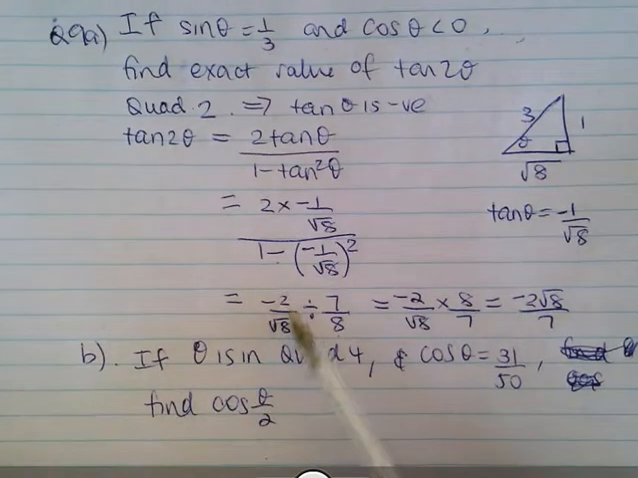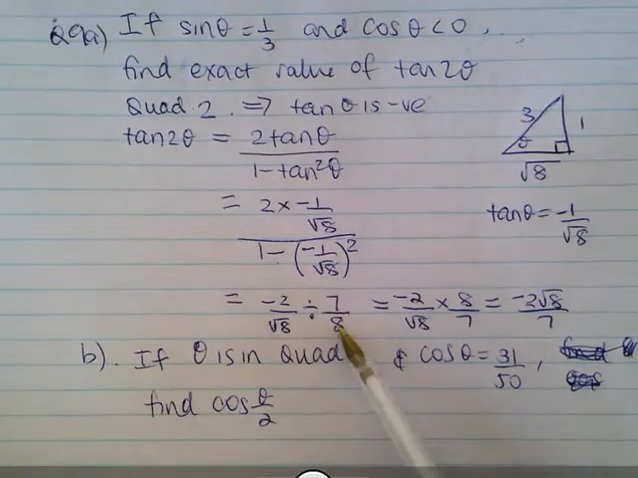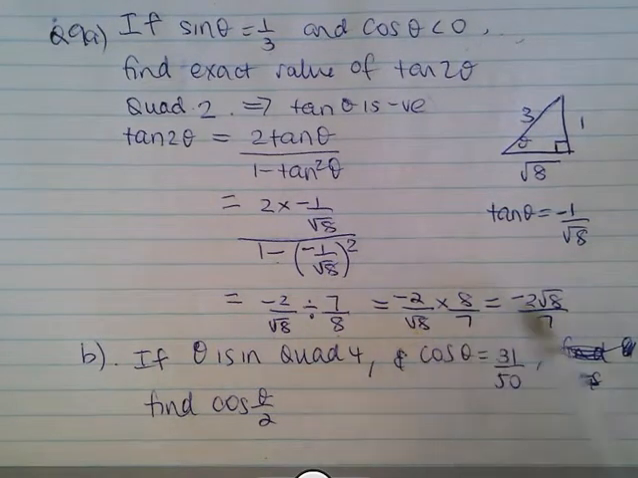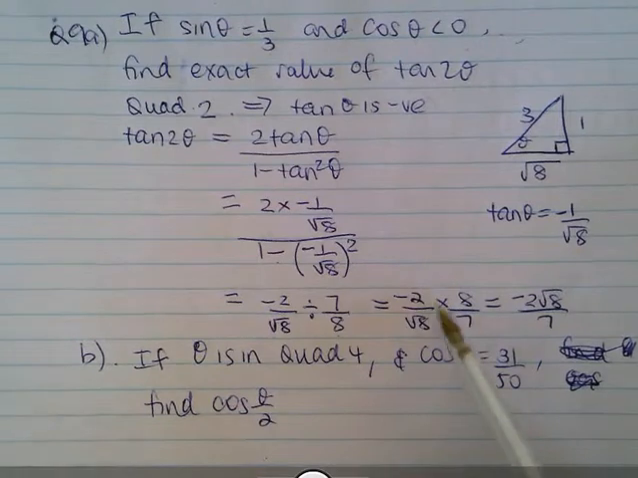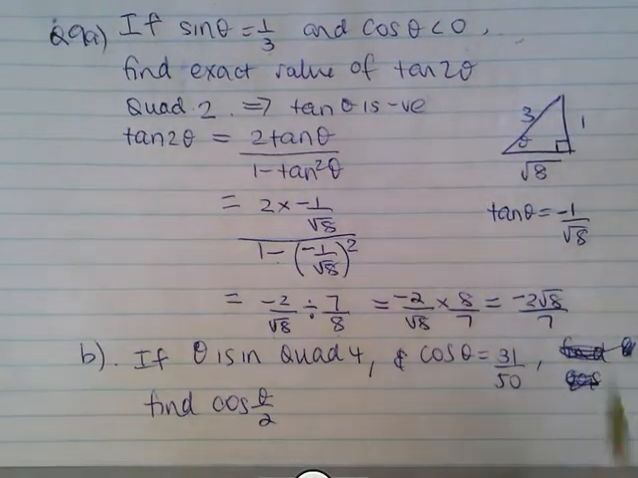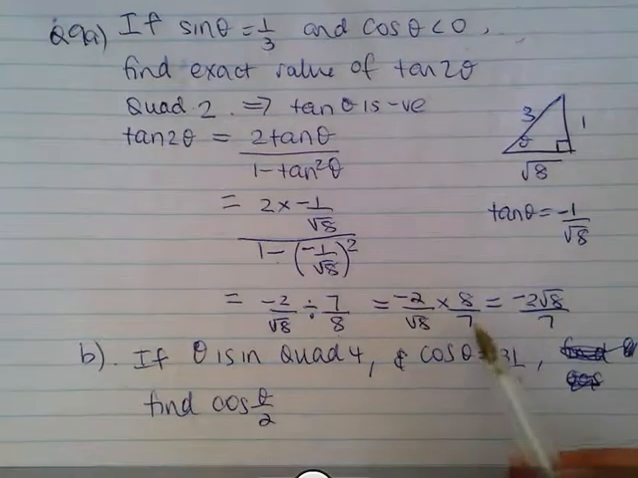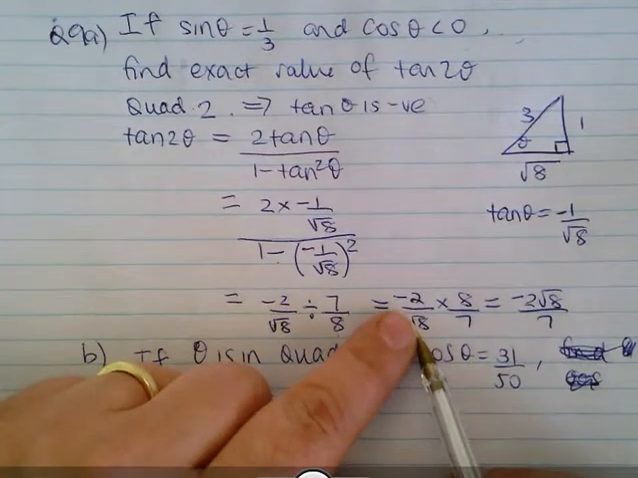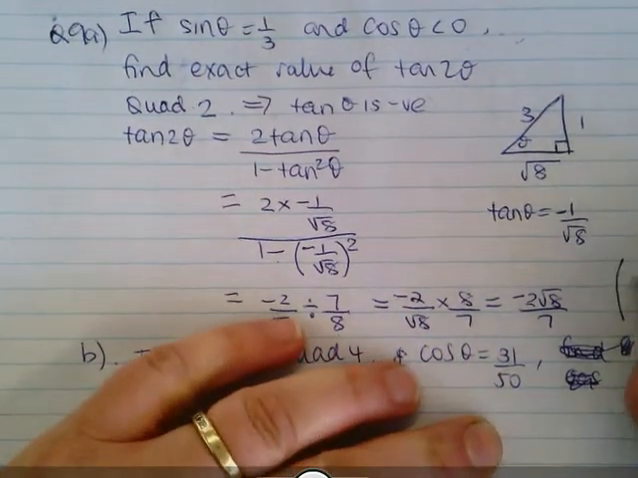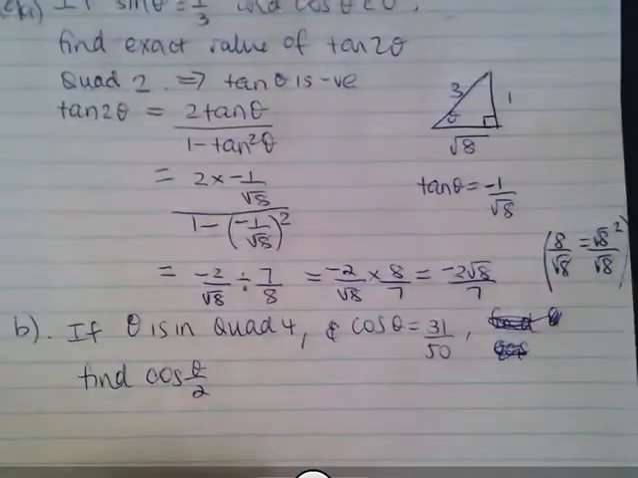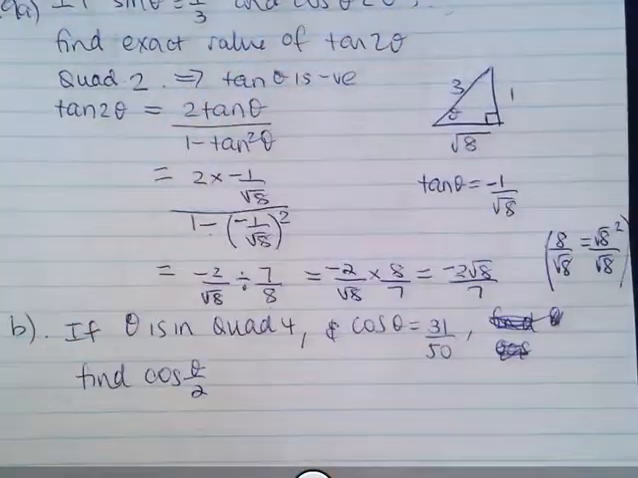So negative 2 on root 8 divided by 7/8 is negative 2 on root 8 times 8 on 7. 8 on root 8 is root 8, because 8 is root 8 squared. And you keep the 2 and the 7 and the negative.